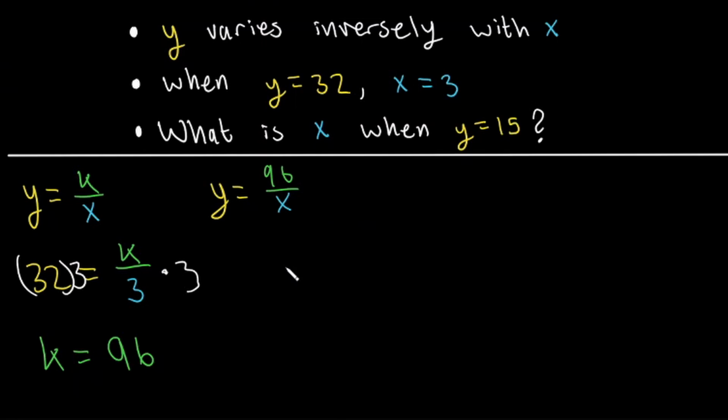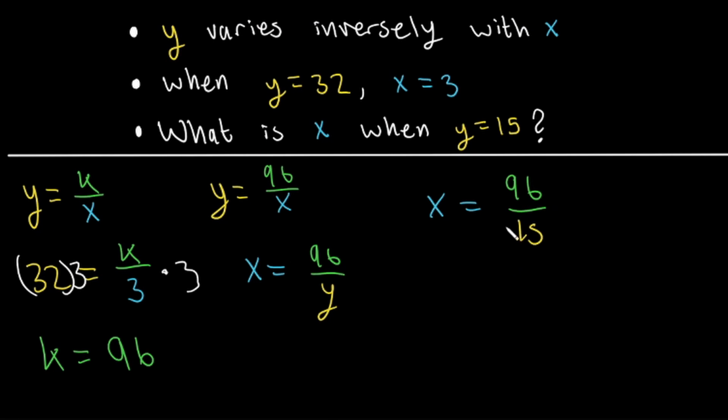Because we need to solve for x here, before we plug in our value for y, I'm going to rearrange this to solve for x. So y equals 96 over x. If we solve for x, we can just swap the x and y. And so we will have x is equal to 96 divided by y. So now let's solve for x. X is going to be equal to 96 divided by 15.